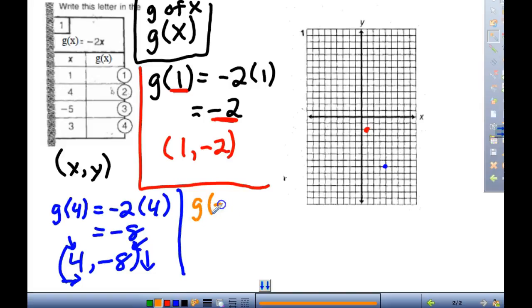g of negative 5 will be negative 2 times negative 5. Negative 2 times negative 5 is positive 10. So this is the coordinate negative 5, 10. Negative 5, that's 5 to the left, and positive 10, that's 10 up. 1, 2, 3, 4, 5. 1, 2, 3, 4, 5, 6, 7, 8.